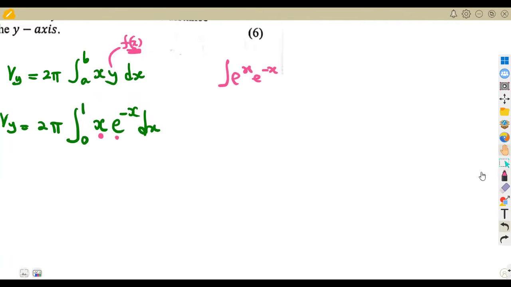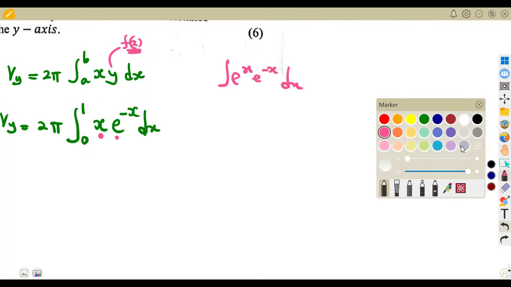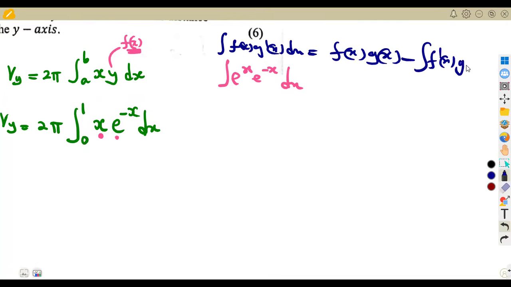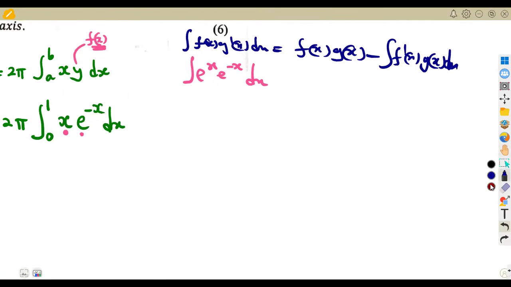Remember, the by parts method states that if we are to integrate with respect to x, the integral of f of x g prime of x dx, we have this formula in our formula sheet, is equal to f of x g of x minus the integral of f prime of x g of x dx, like this. So meaning to say we're going to need our f of x, which is the easier part to use.